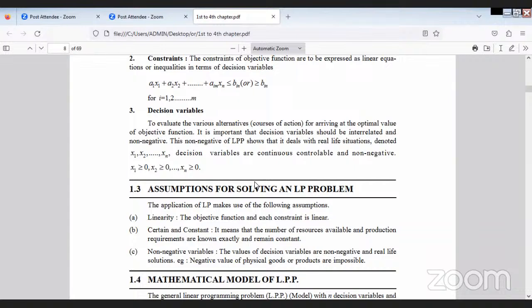The linearity: the objective function and each constraint is linear. Certainty and constants means that the number of resources available and the production requirements are known exactly and remain constant. Non-negative variables: the values of the decision variables are non-negative, because in real-life solutions negative values of physical goods and products are impossible.